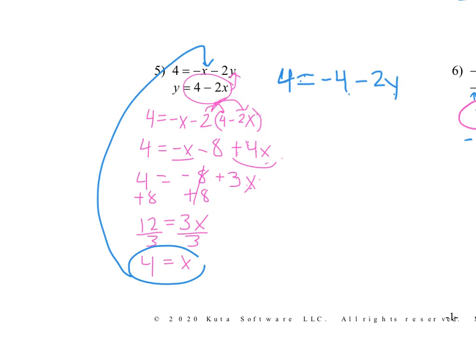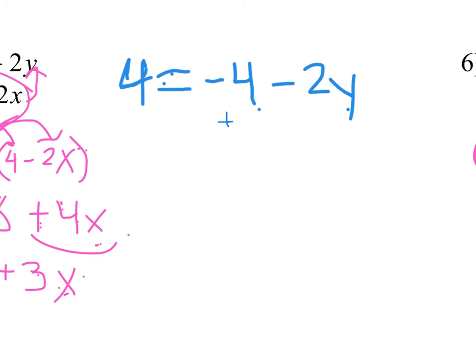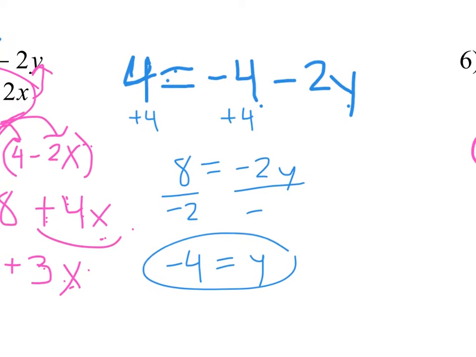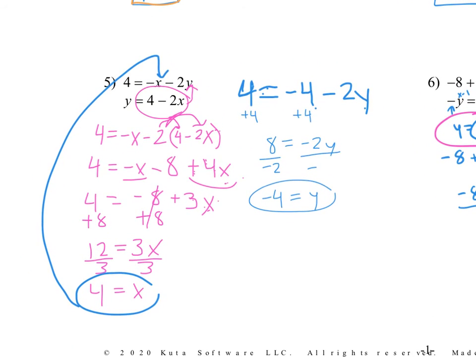Now what do we need to do to solve for y? Plus 4. 8 is equal to negative 2y. What's next? Divide by negative 2. What's 8 divided by negative 2? Positive 4. Positive or how many negatives? Since we only have one negative, it's negative 4. So negative 4 is equal to y. So we got our answer for x and our answer for y, and we are done.